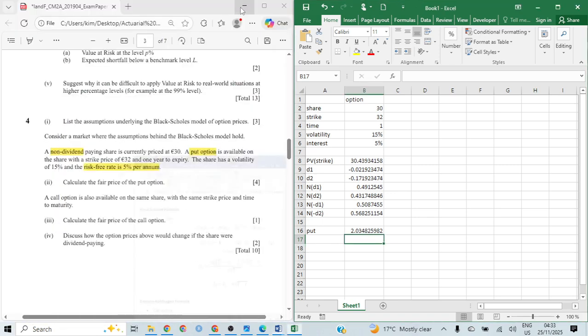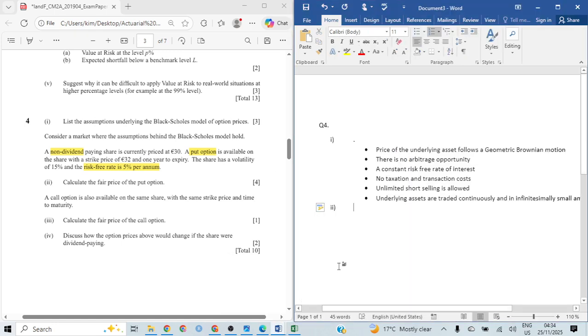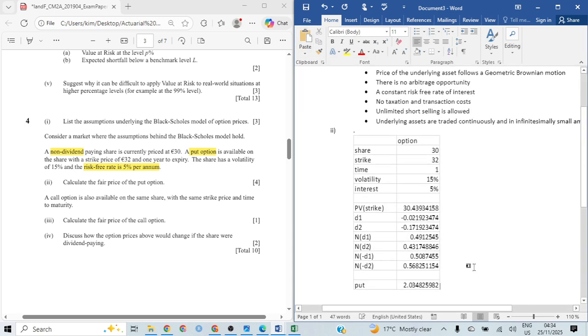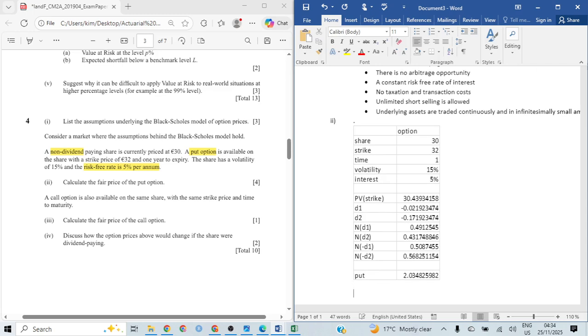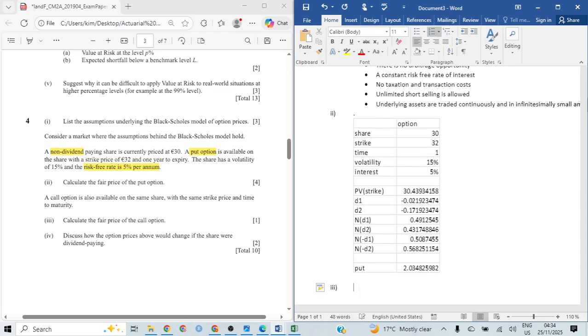So I'll go back to my question. The question is calculate the fair price of the put option. So with that, I have my 4 marks. All I have to do now is just copy this and paste it in my answer booklet. And with that, I have my 4 marks.